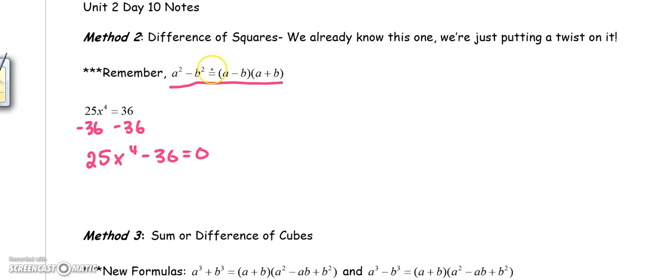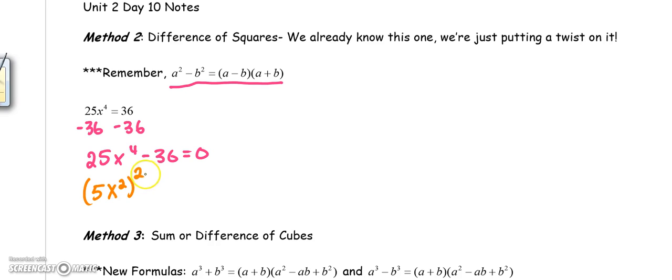Now, if I want to use the difference of squares pattern, that means that my first term has to be a perfect square and my second term too, which they both are. I'm going to start by rewriting them as a term squared. So the square root of 25 would be 5, and the square root of x to the fourth is x squared.